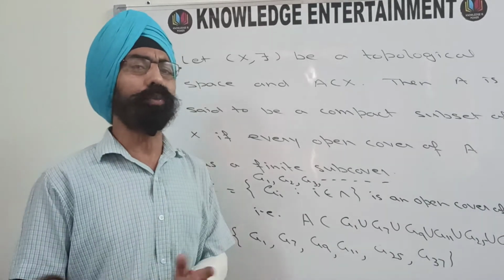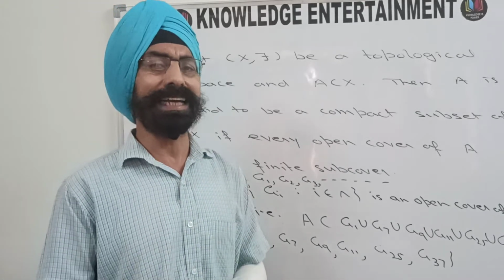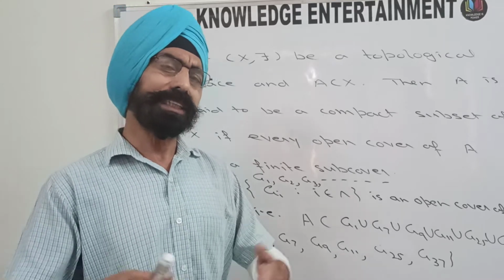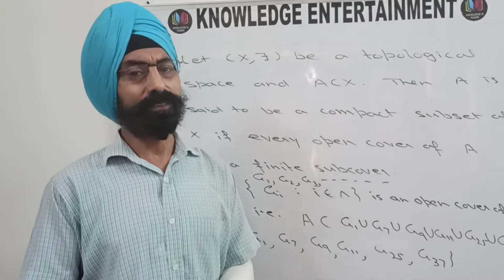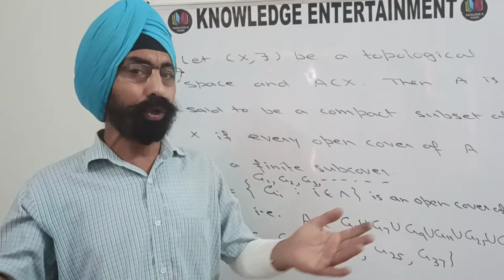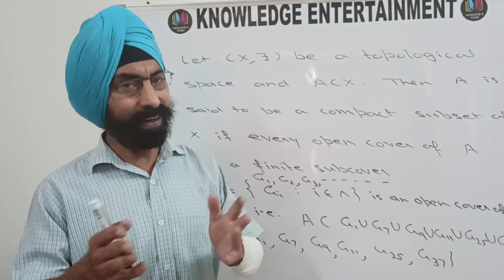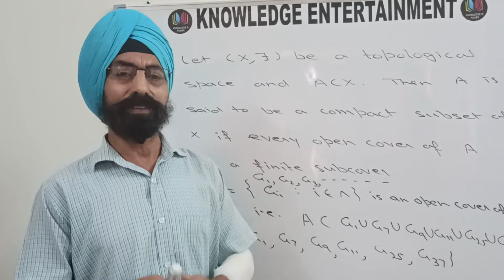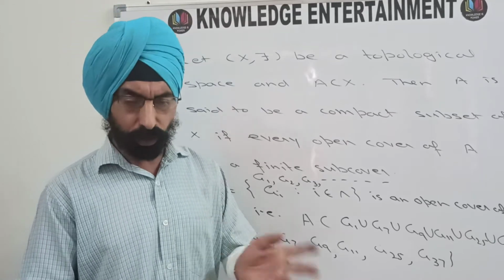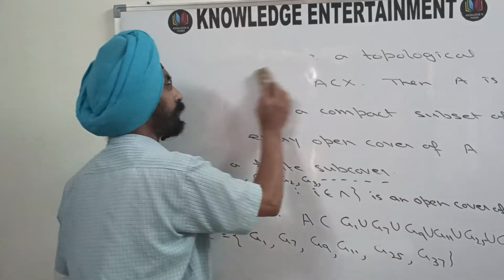So if every open cover of A has a finite subcover, then A is said to be a compact subset of X. On the same lines, you can say that if every open cover of X, I'm not talking about A now, I'm talking about the whole space X, has a finite subcover, then we will say that the topological space (X, τ) is a compact space. So this was the definition of a compact set and a compact space.